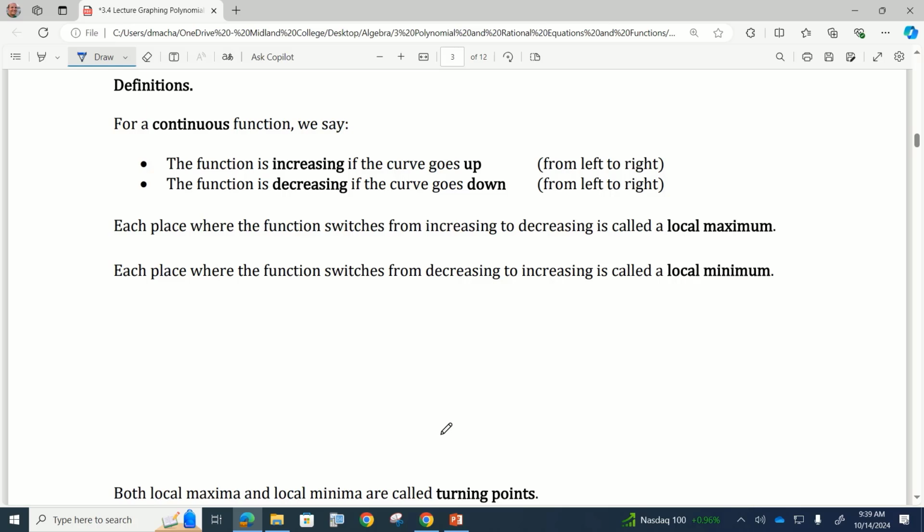Also, if you have any old continuous function, and you're looking at the curve, and as you read from left to right, the curve is going up, then we say it's increasing. That should be pretty easy to remember. Increasing means you go up from left to right. Decreasing means the curve goes down from left to right. So let me come up with a little function that we can talk about.